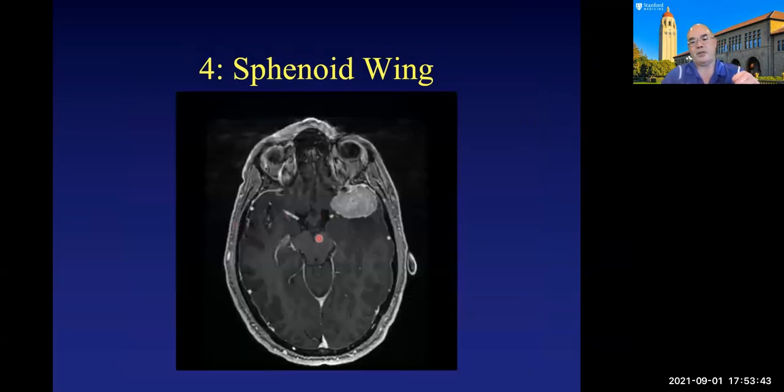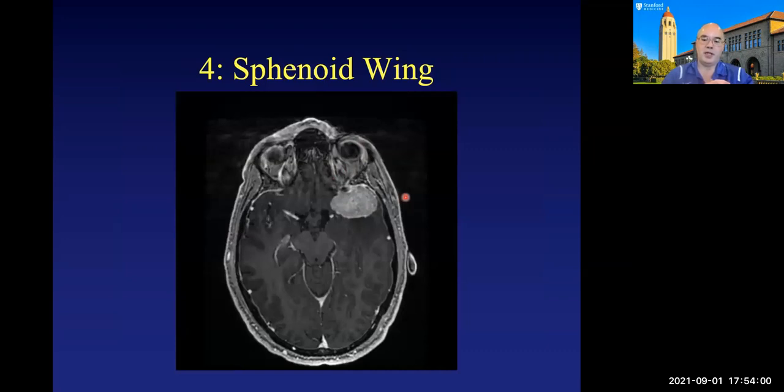So this is an example of a tumor of the sphenoid wing and what it looks like. On the horizontal MRI scans, it looks like the sphenoid wing is right behind the eye. So the tumor looks like it sits right behind the eye. What symptoms can you get from a tumor in this location?